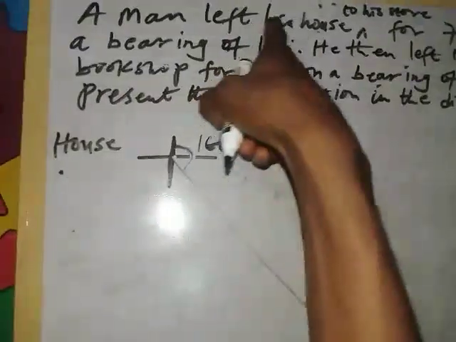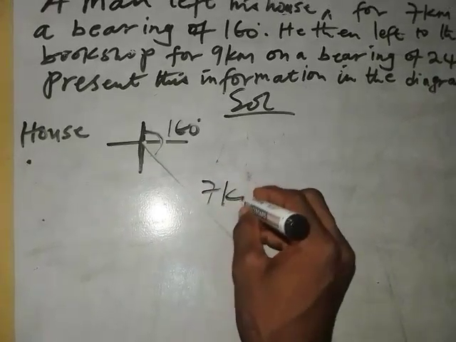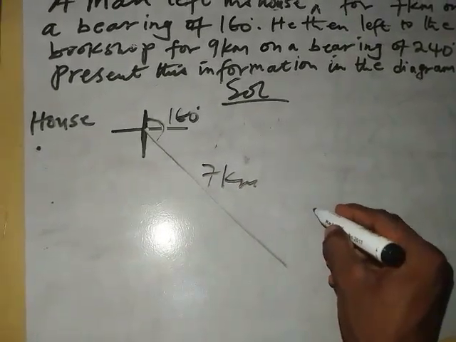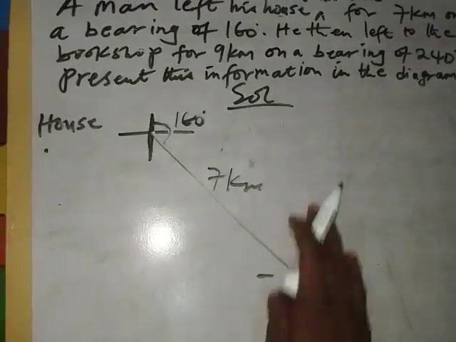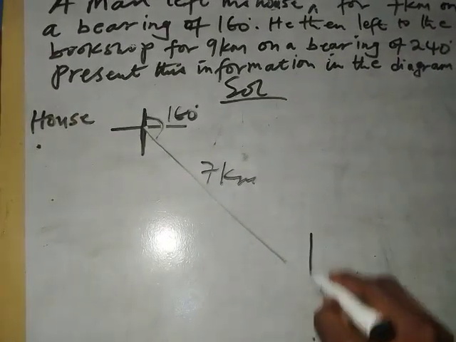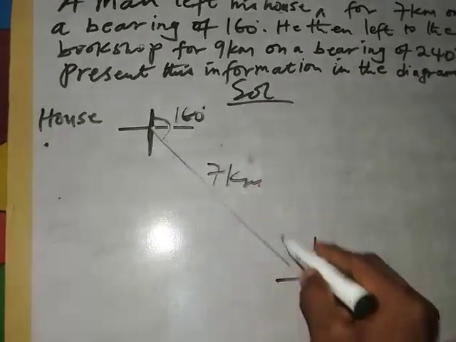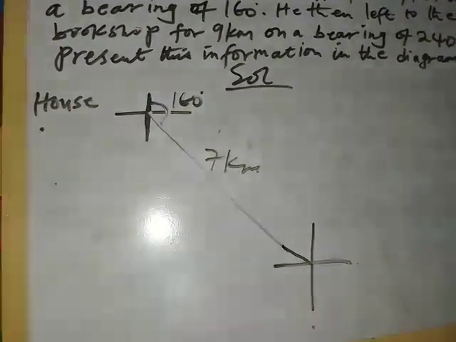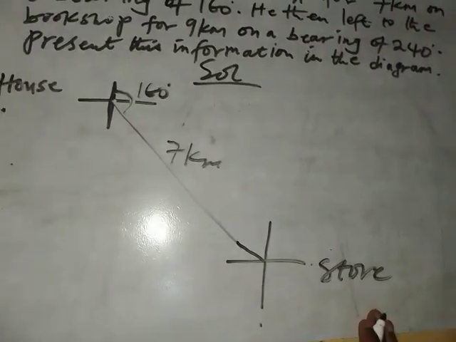Now remember, a man left his house to his store for 7 kilometers. This is the distance that he covered from his house to the store. So you now draw this so that it fits this place. So you draw the line and fix it here. Now this is the house and this is the store. You can call this the store.